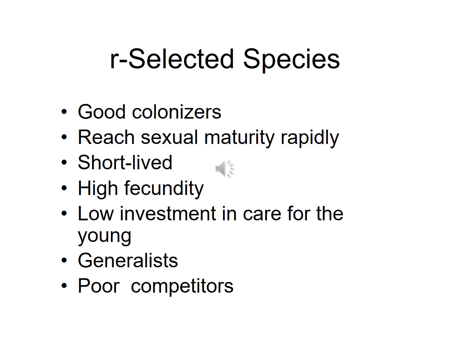R-selected species are good colonizers. They reach their sexual maturity rapidly. Think of weeds again, mustard or poppies, things that come in and just take off, and they produce their seeds. They do their full reproductive cycle within a few months. Short-lived, high growth rate, high reproduction or fecundity. They do not have much investment in care for the young, they're generalists, and poor competitors.